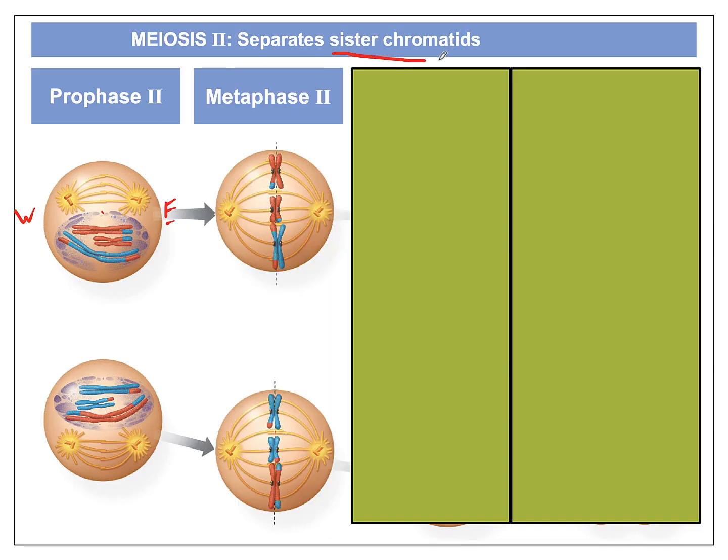Metaphase 2, the sister chromatids are going to line up in the center. This should look just like it did in mitosis. So these cells start out with 3 chromosomes. These are haploid.